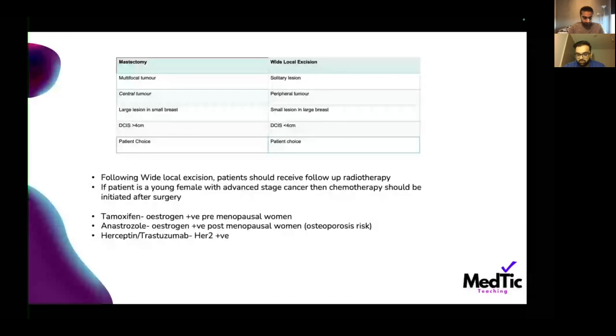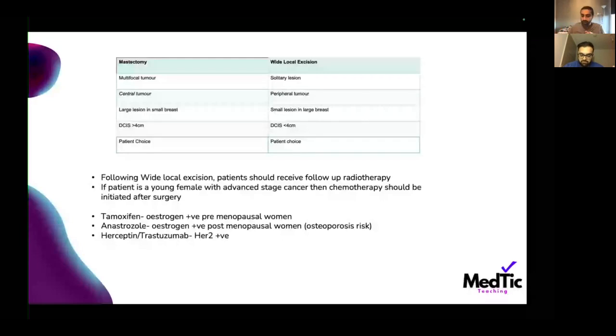However, if the patient is a young female, then usually they'd follow up with chemotherapy after surgery. And you may often also see questions with regards to the correct drug treatment. So as a rule of thumb, you would use tamoxifen in estrogen-positive premenopausal women. You would use anastrozole in estrogen-positive postmenopausal women. Just be aware that there is an osteoporosis risk with using anastrozole. And you'd use Herceptin, or you might see it being called trastuzumab, in HER2-positive breast cancer women.